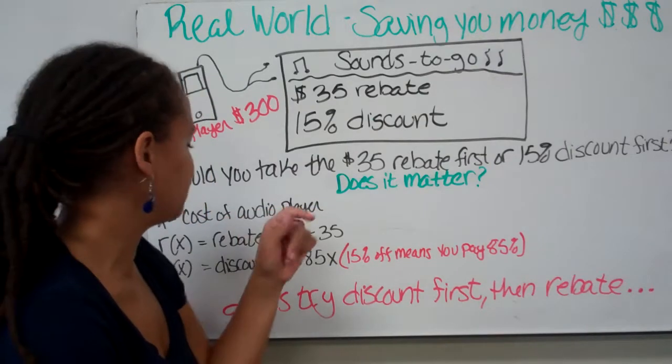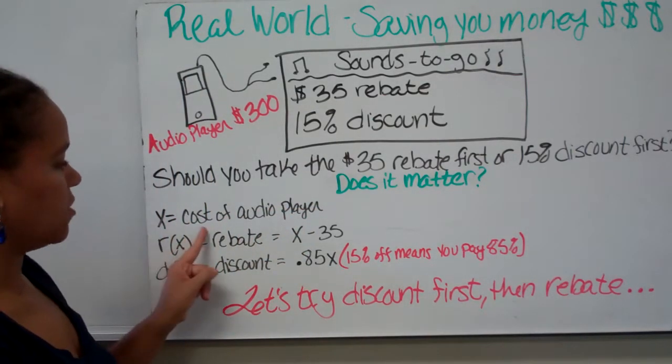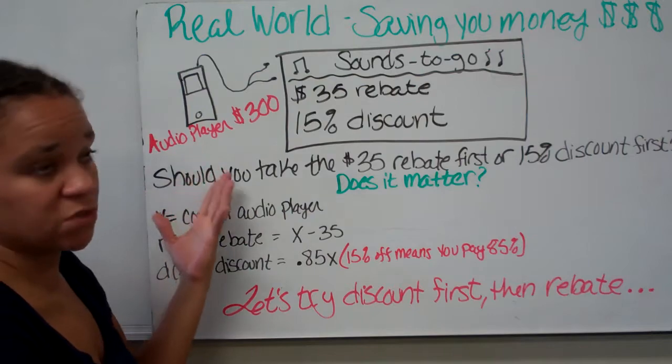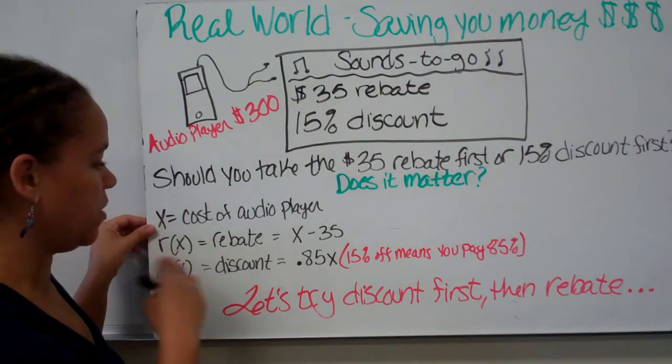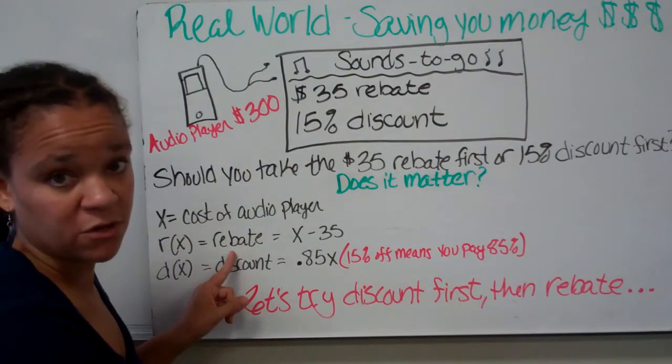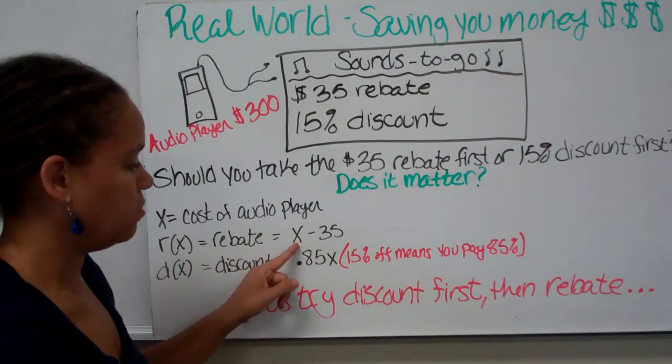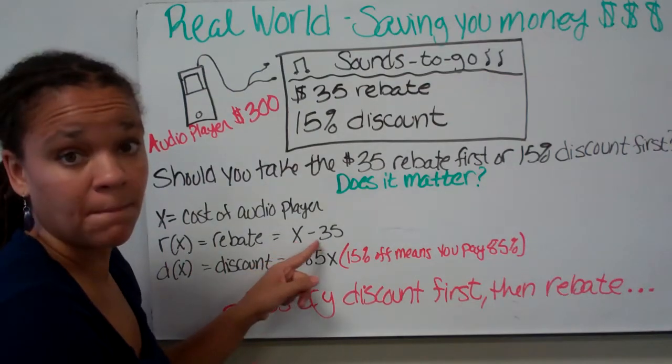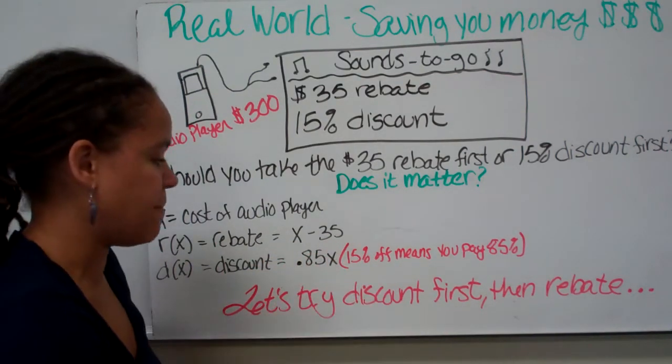Just give me the deals and I want to save money. Well, let's see if it matters. So let's call x the cost of the audio player. We know it's $300, but let's just denote it by x so that we can work it out. And R(x), the first function, is going to be the rebate function. So the cost of the audio player, whatever it is, minus $35. That's how a rebate works. You just get that back.